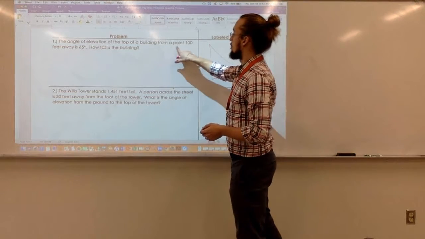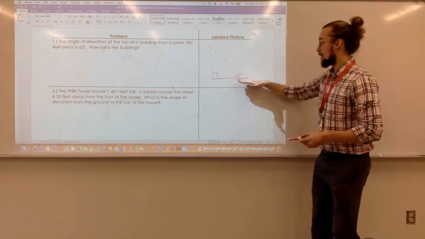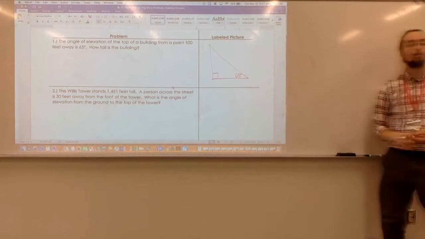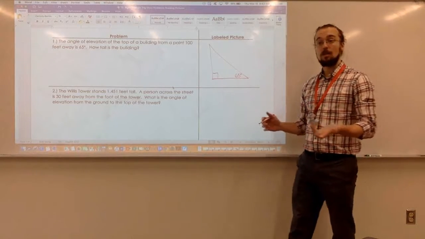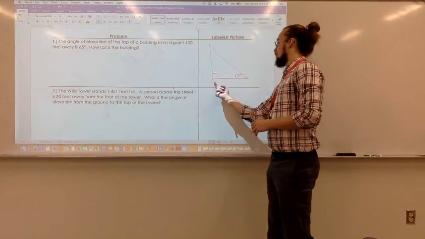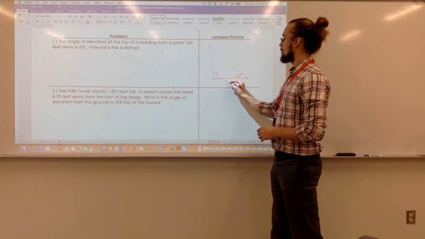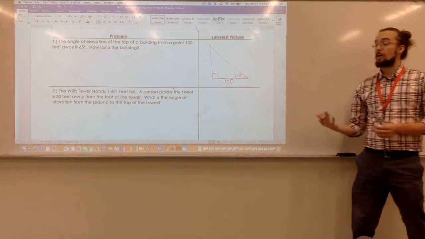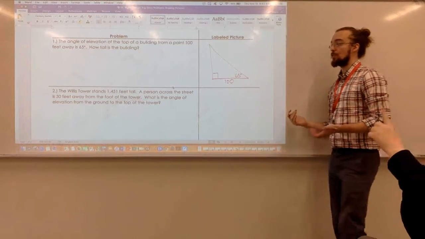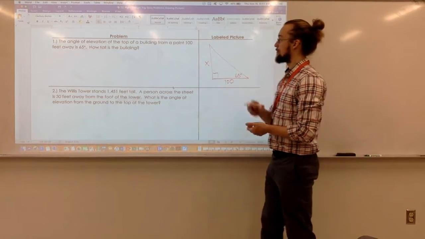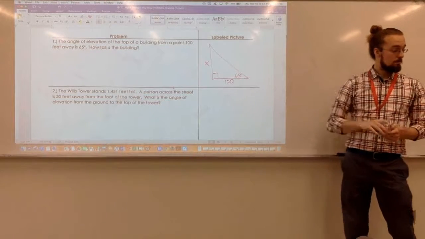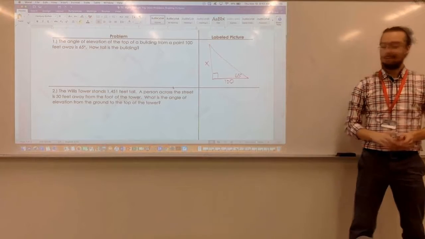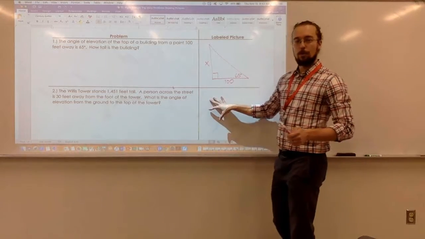Now it says this angle of elevation is from a point 100 feet away from the building. So where should this 100 go? At the bottom, right? If my building's over here, this distance is my 100 feet away from the building. Now my goal is to find the height of the building. So where should my x go? On the side. Right, over here. Right now we're just going to set them up. Okay. So, alright. So, we okay with something like that?